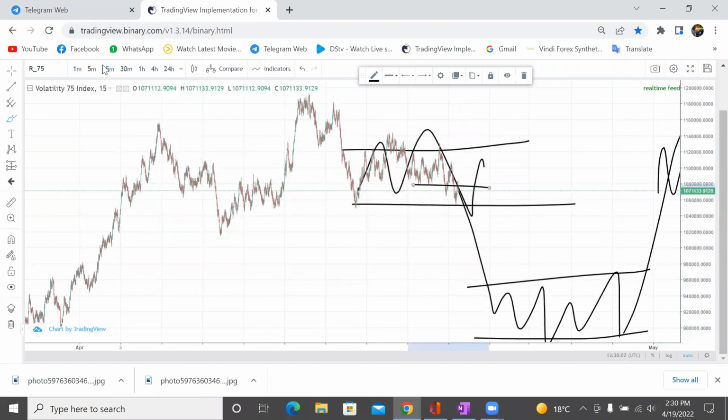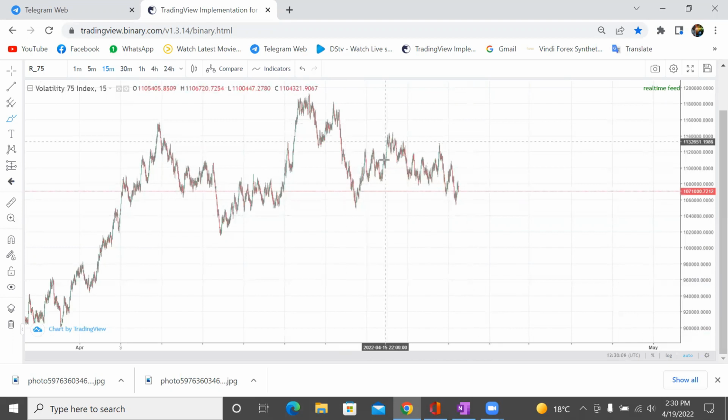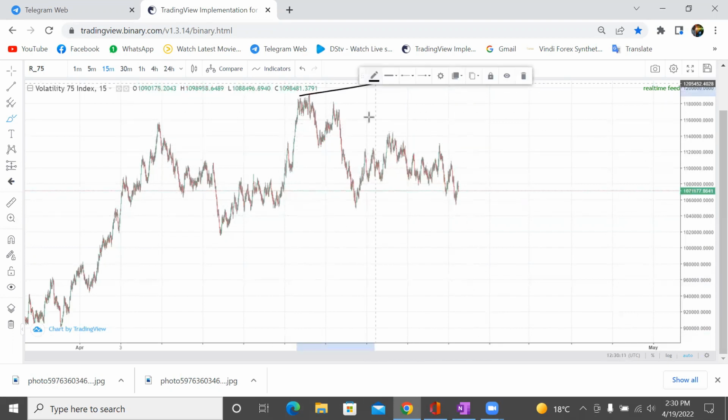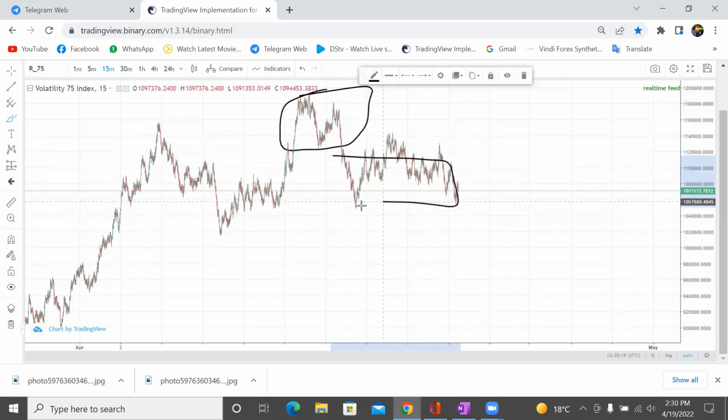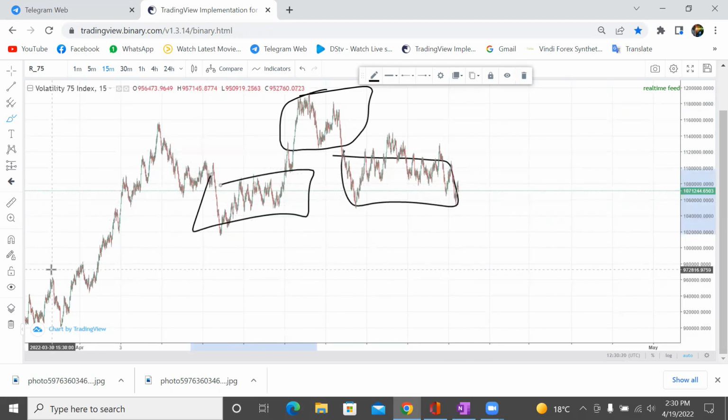That is what I meant in all of that drawing: the consolidation happens like this. It makes a consolidation, you understand? Here the buyers are equal to the sellers. Even here the buyers are equal to the sellers. Even here, it's like the way I told you.